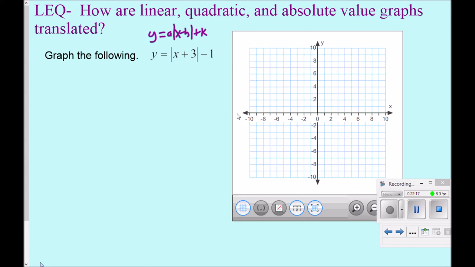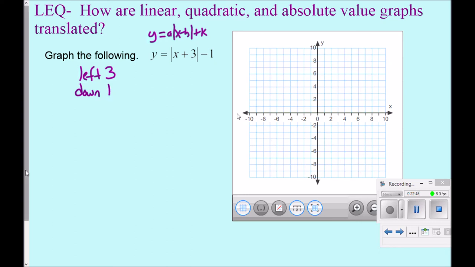On the other hand, we see plus 3, so let's think about what shift that would be. So plus 3, we know, is a left 3. So I'll write that. And then I'm thinking about what's on the end here. We have after the absolute value -1. Well, -1 is down 1.